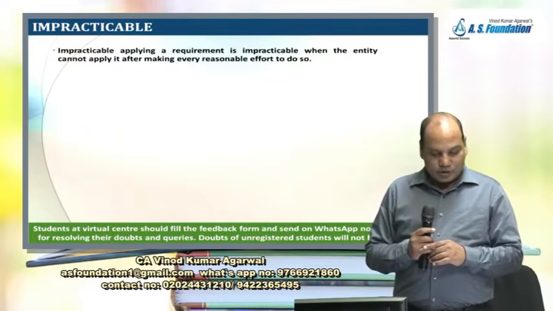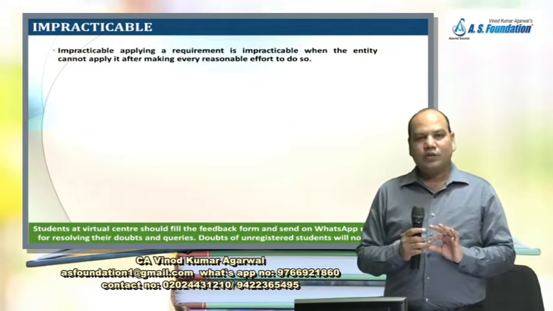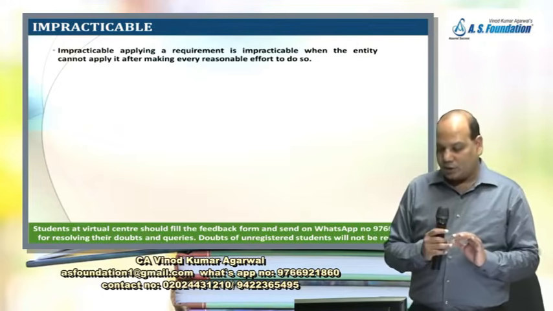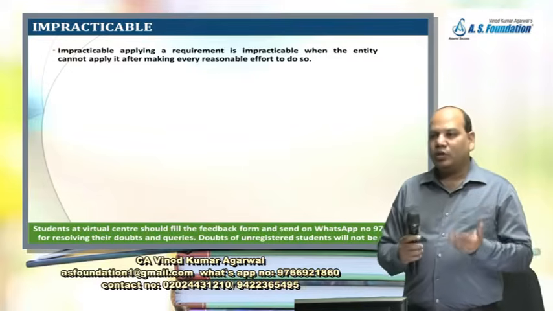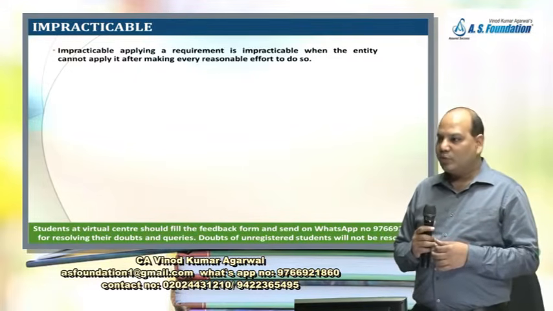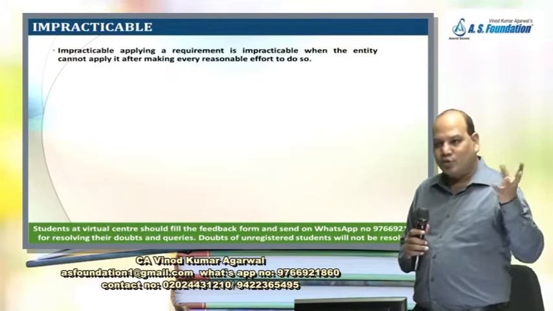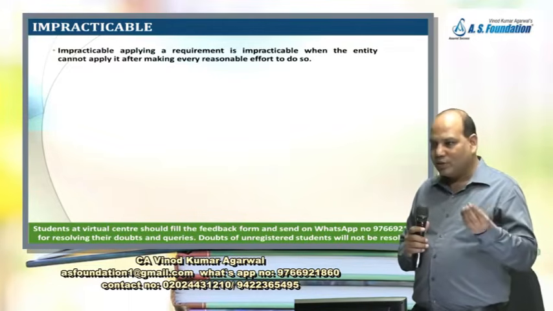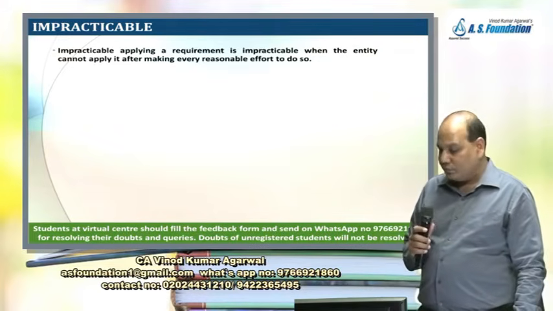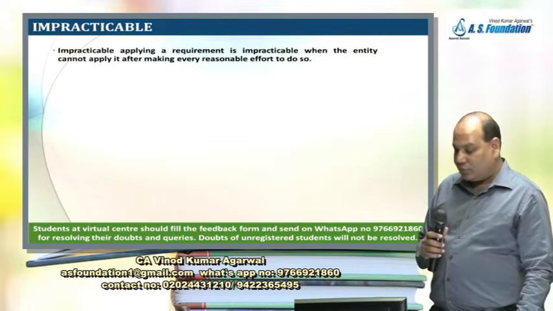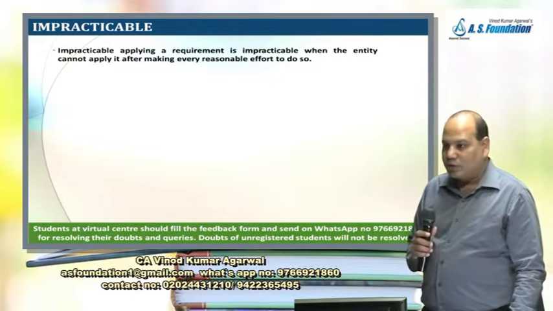Impracticable. There is a term used in this standard called impracticable. Why this term has been used, I will tell you. These standards are not allowing the management to deviate from the prescribed standard. It is not like our earlier guidance note type of standard where you are allowed to deviate on some points. You cannot deviate. Whatever is mentioned in the standard, you have to follow. But in only very exceptional situations, you may deviate from the standard.